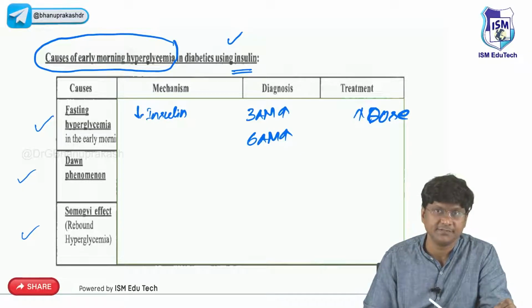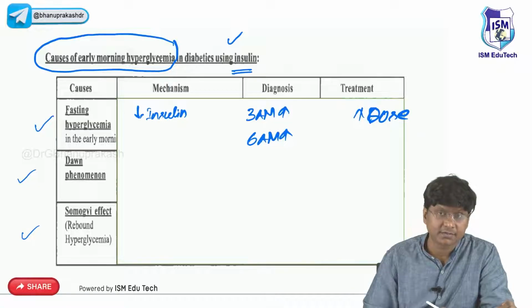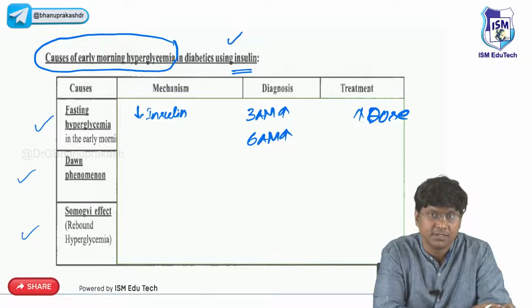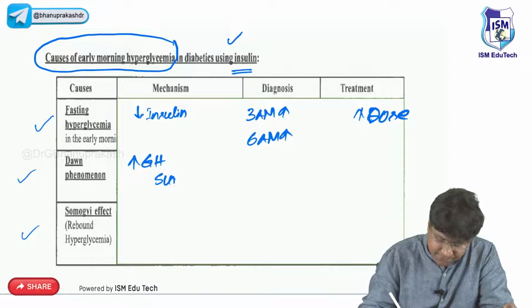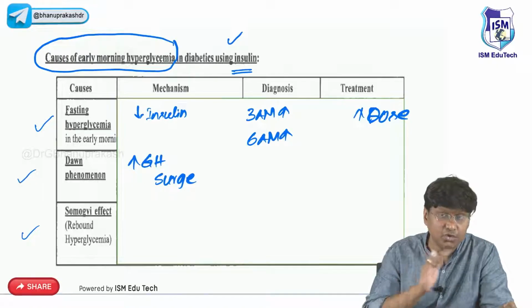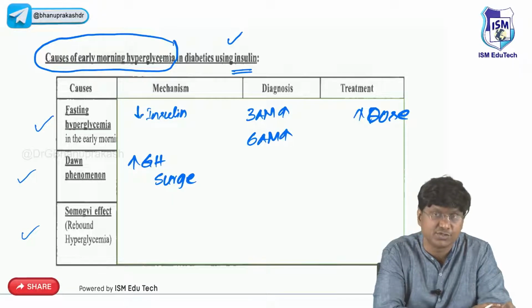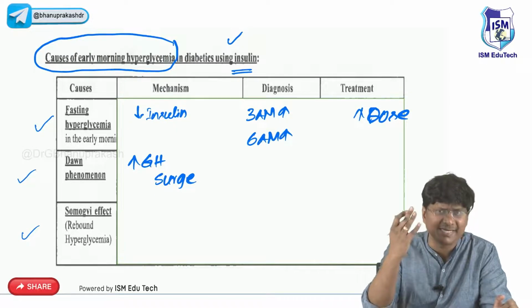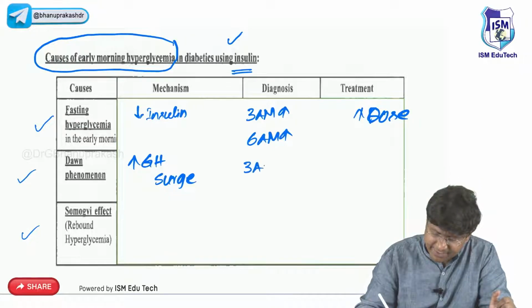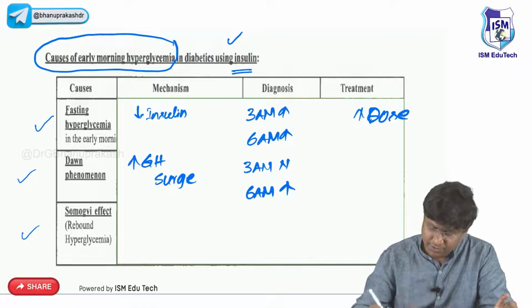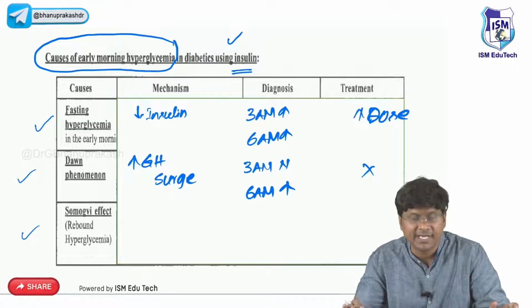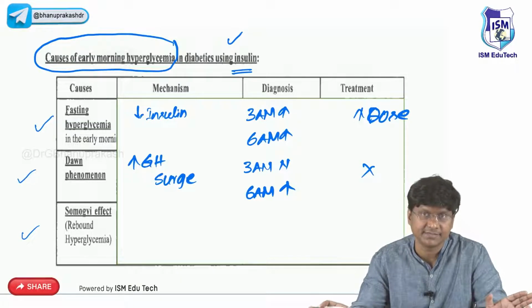That is fasting hyperglycemia. Now the dawn phenomenon. Why does this occur? In diabetic patients taking insulin, there is an early morning growth hormone surge. What does growth hormone do to blood glucose level? It increases it. So 3 a.m. blood glucose levels will be normal, but 6 a.m. blood glucose levels will be high, because of growth hormone. So the treatment is that these patients should avoid taking any carbohydrate diet late in the night.